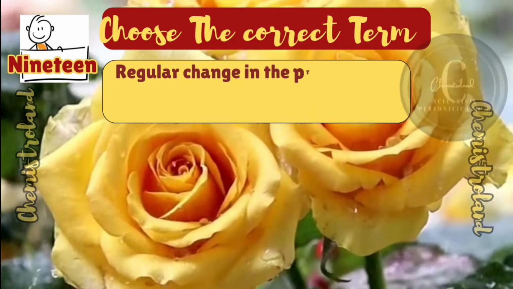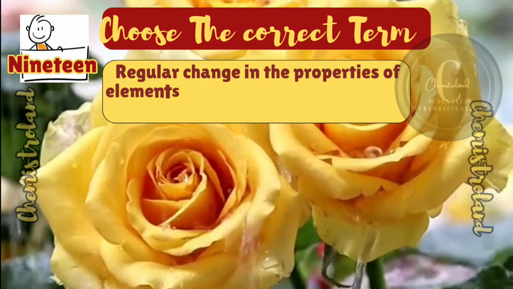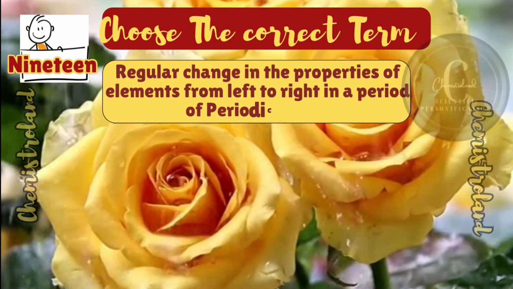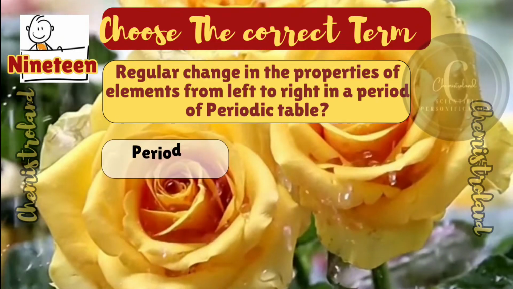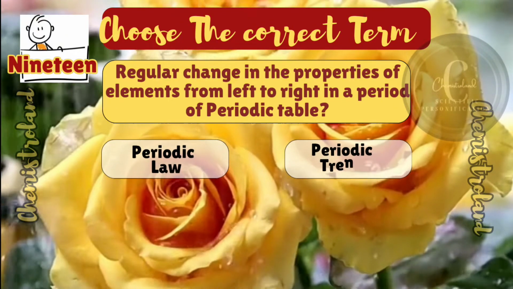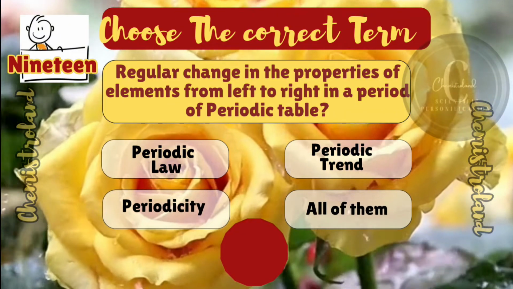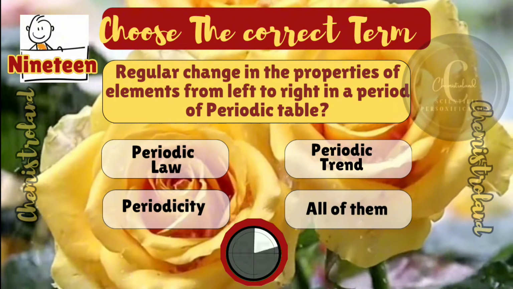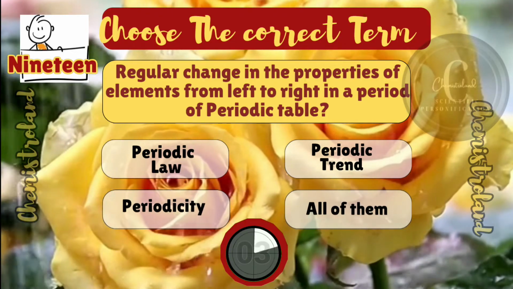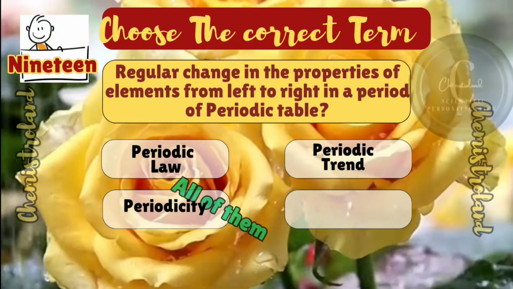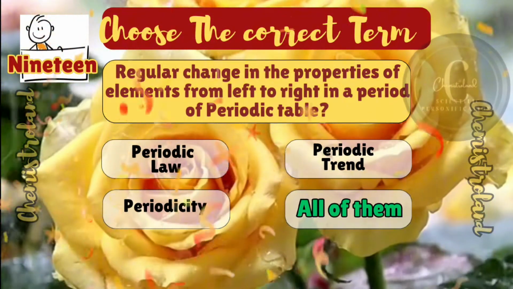Regular change in the properties of elements from left to right in a period of the periodic table is termed as... Options are periodic law, periodic trend, periodicity, and all of them. Very genius you are. It's all of them.